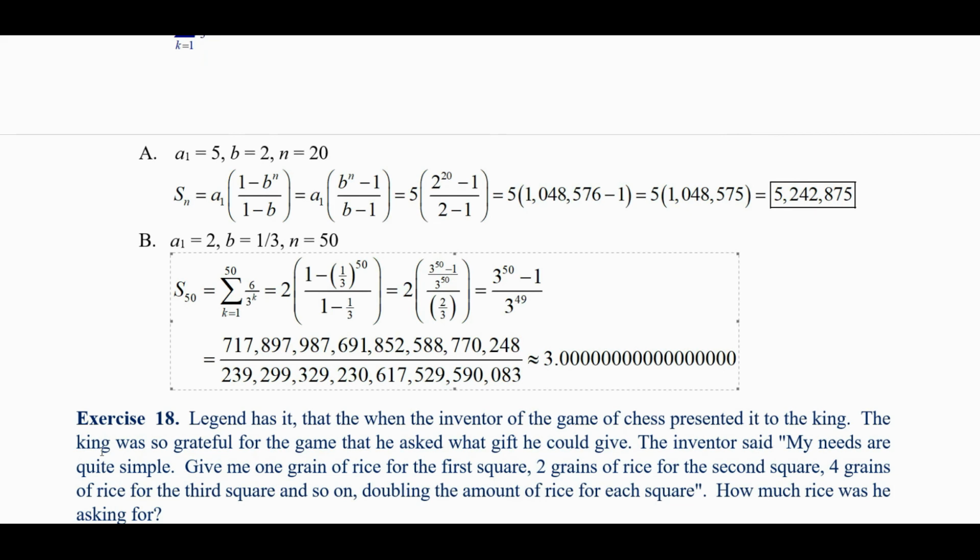All right, here's another problem, sort of a real world type problem. Legend has it that when the inventor of the game of chess presented it to the king, the king was so grateful for this awesome game that he asked what gift he could give. And the inventor said, well, my needs are quite simple. Give me 1 grain of rice for the first square, 2 grains of rice for the second square, 4 grains of rice for the third square, and so on, doubling the amount of rice for each square. So how much rice was he asking for? See if you can figure that out yourself. Press pause now.